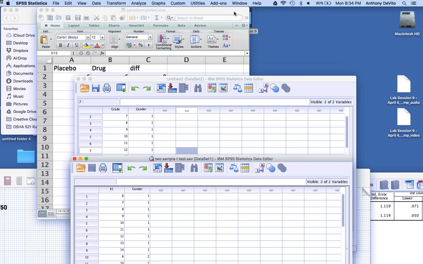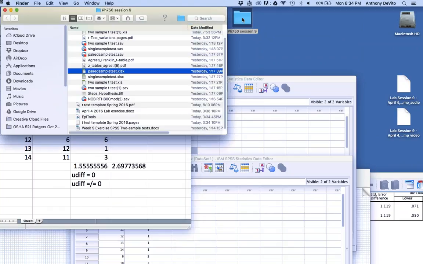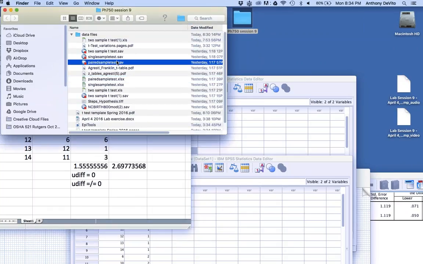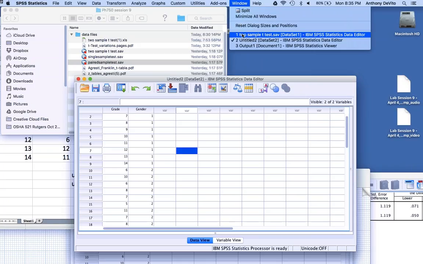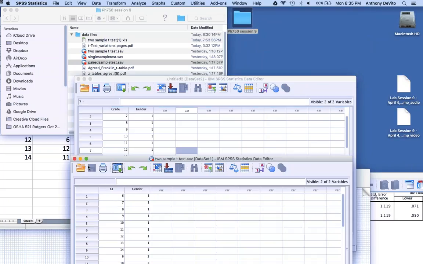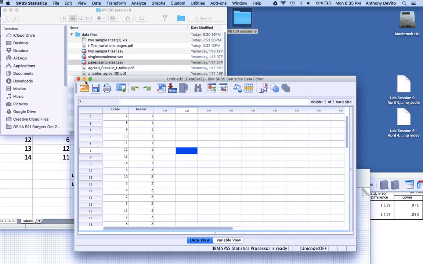Now, you're going to notice that there's a difference in the layout here. Paired samples. Come on. Is it open already? Two sample. Nope. Don't need that one anymore.